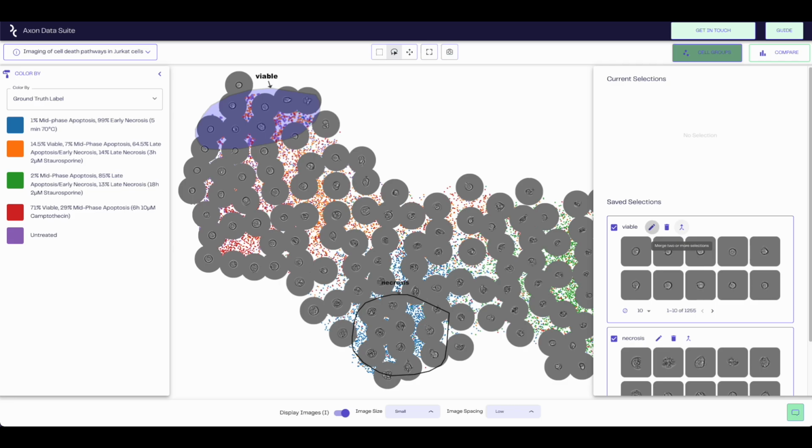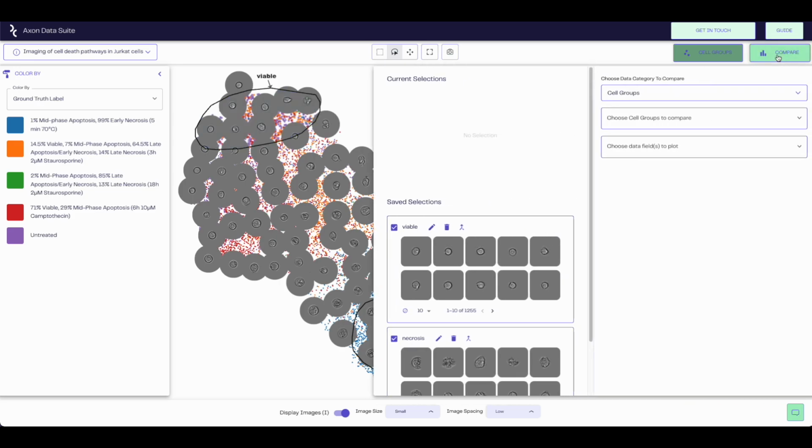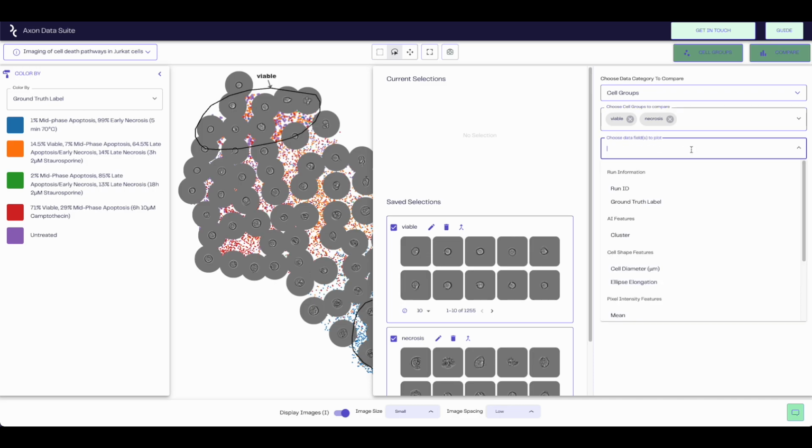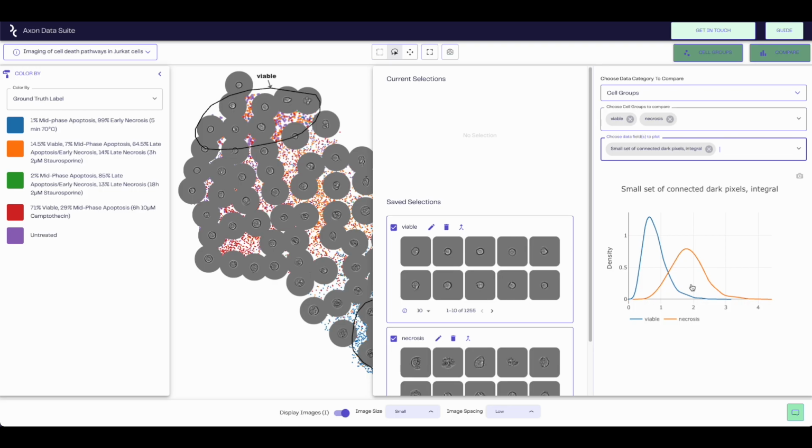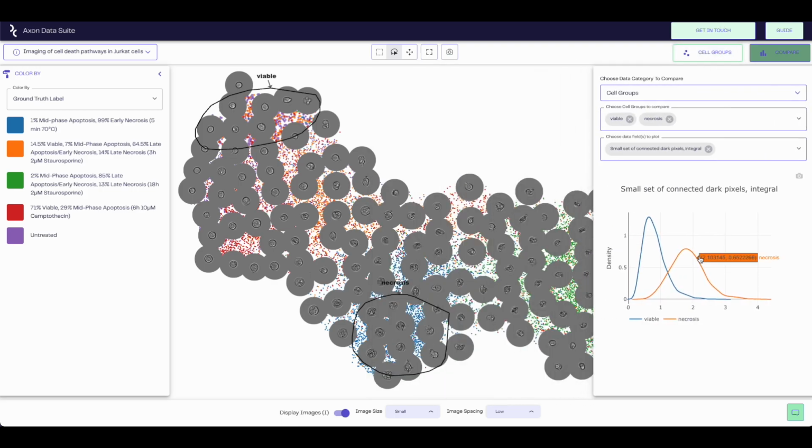Cell groups can be compared quantitatively to identify the distinguishing morphological features using the Compare tab. So I'll select the viable and necrosis groups. And by looking at a morphometric feature called small set of connected dark pixels integral, we can quantify the difference in granularity between these cell groups. The apparent difference in granularity in the necrosis condition is seen clearly in the distribution plot.